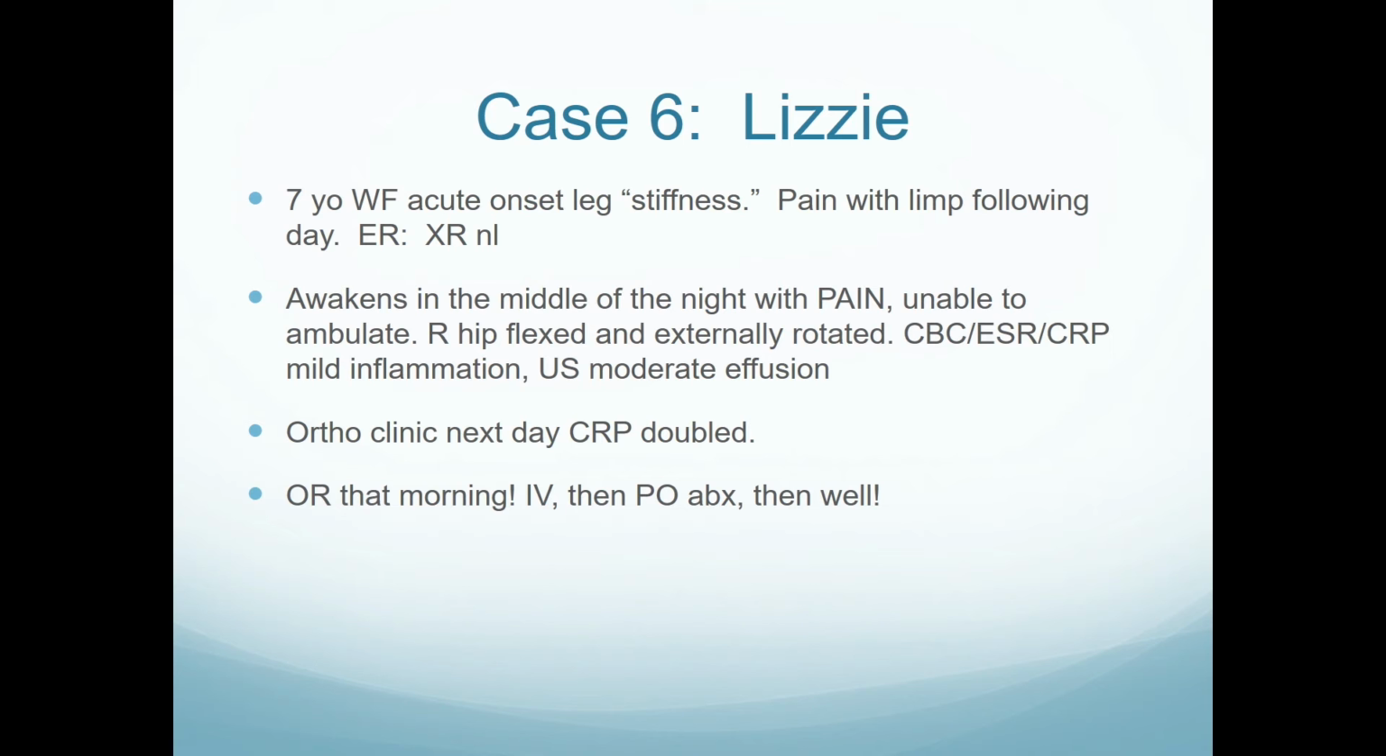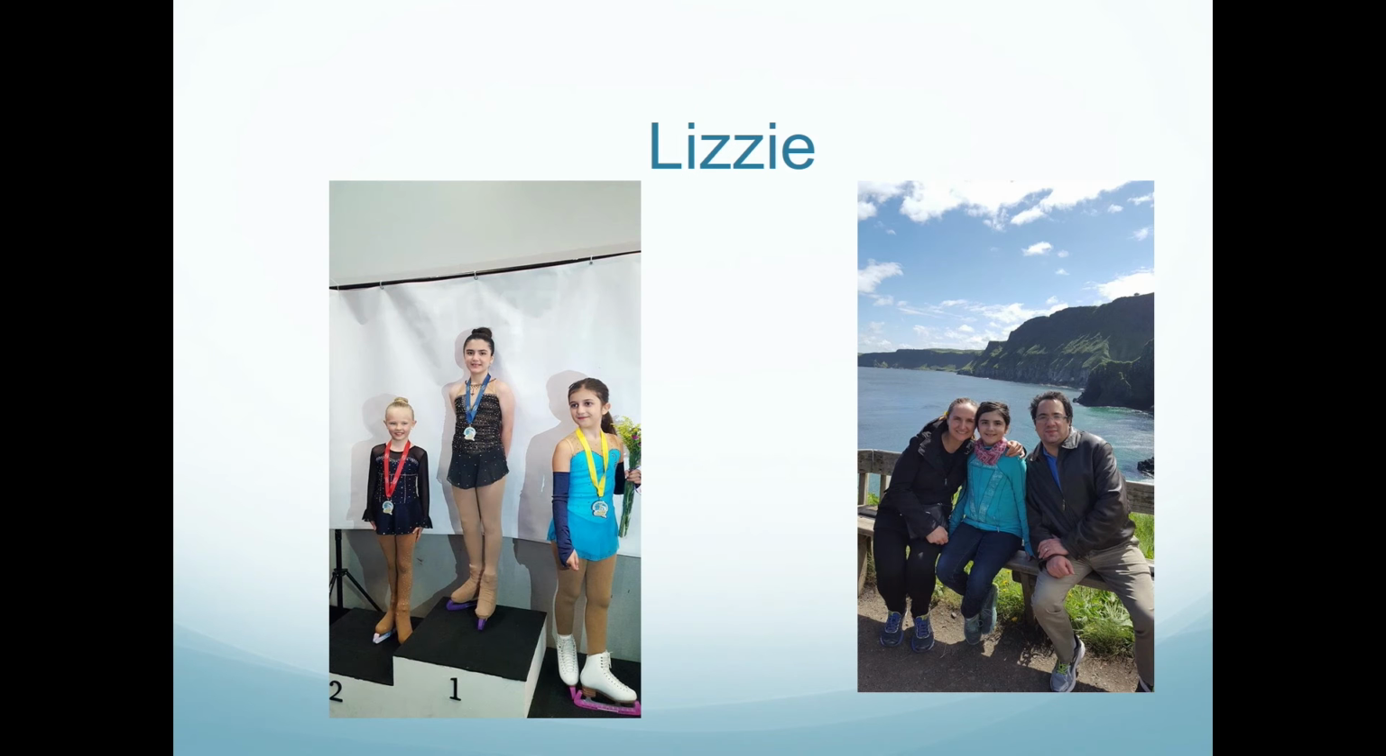However, the mom, being the type A, obsessive-compulsive, nervous personality that she is, pleaded with her friend to be seen the next day, where indeed her CRP had doubled. So she was taken to the OR that morning, and she got IV and PO antibiotics, and then she was completely well, because yes, this is a pediatrician's shameless excuse to show a picture of her adorable daughter. So my daughter had a septic hip when she was 7, and you can tell she's totally fine now.